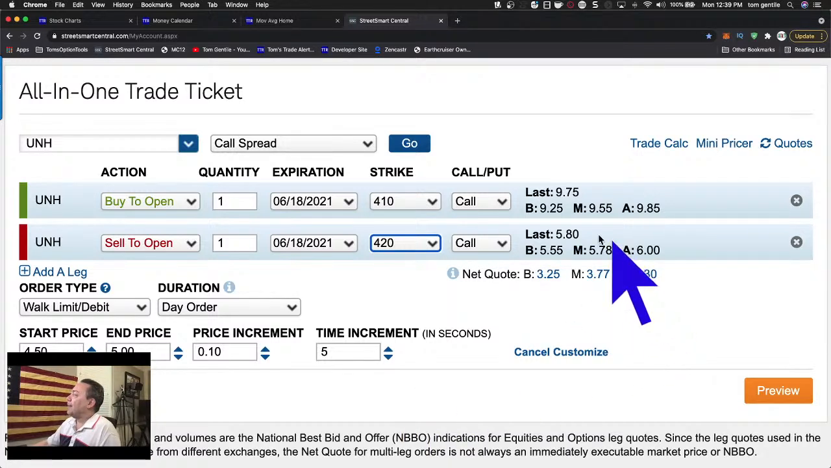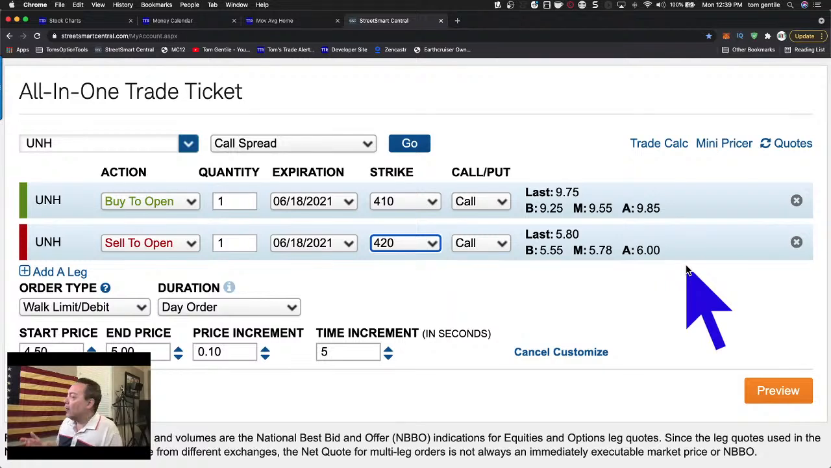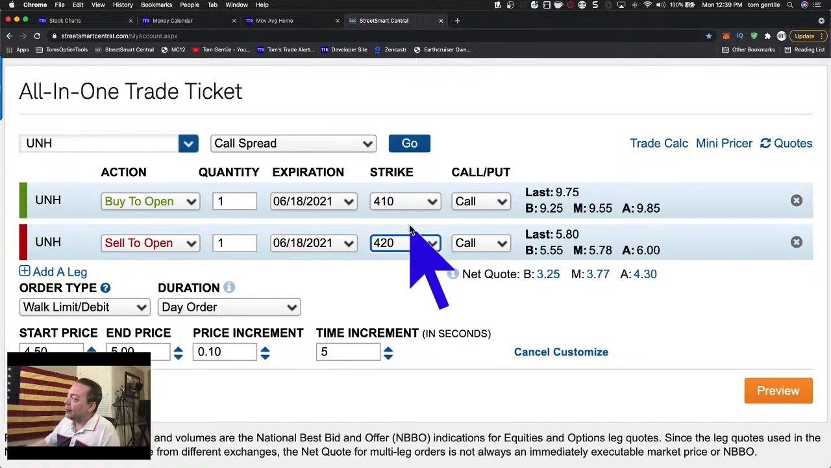But look what just happened. 935 by 985, 555 by 6. Those $3 spreads just dropped down to 50 cents, 45 cents. So that's how you do it. And sometimes you might have to change your strikes around a little bit.